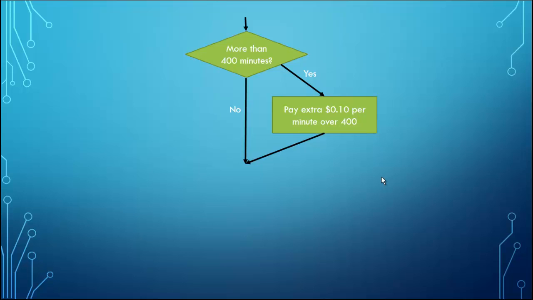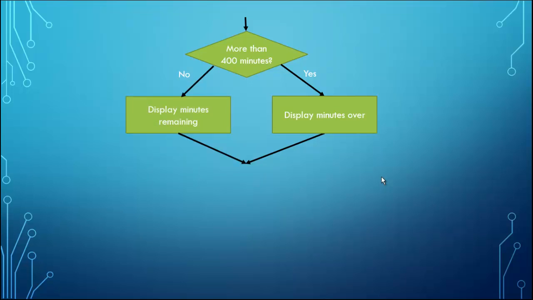In order to run the program I just described, we just have to make a few changes here. We have to change our yes to just display the number of minutes they went over, but we need to add a section of code to the no. So we put this display minutes remaining, and our no goes to that now, instead of just skipping. So now we've got our condition, more than 400 minutes, and if it's yes, we do one thing, if it's no, we do something else, and then at the end we continue with the rest of our program.